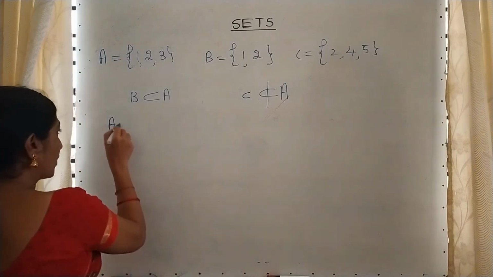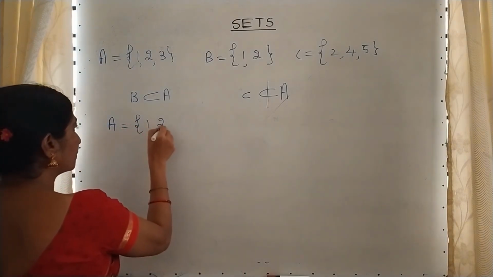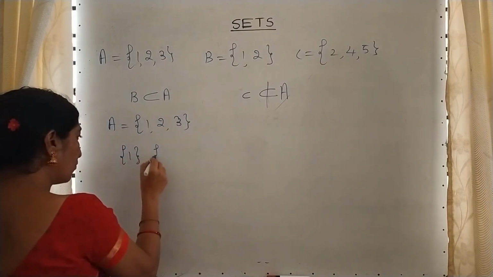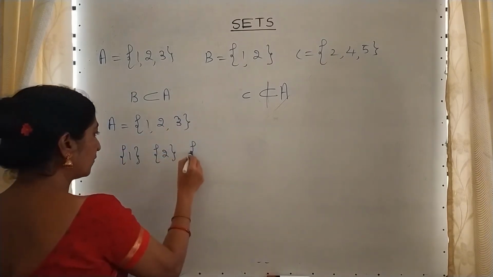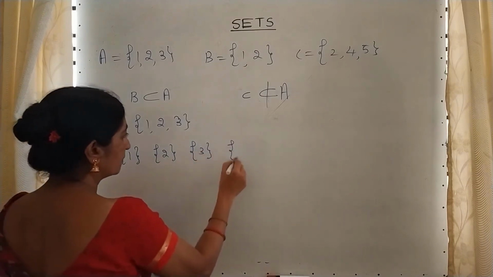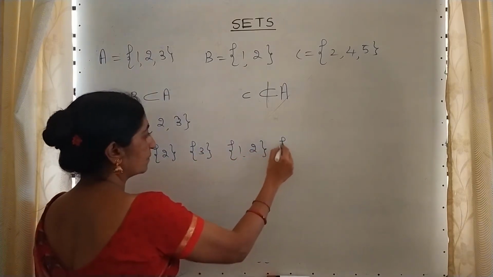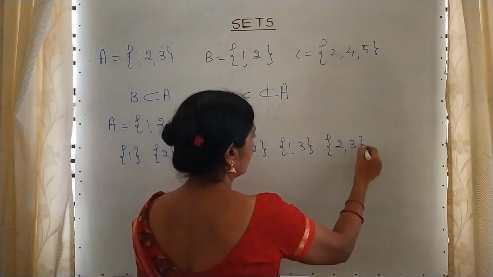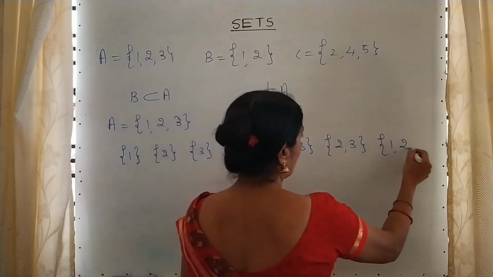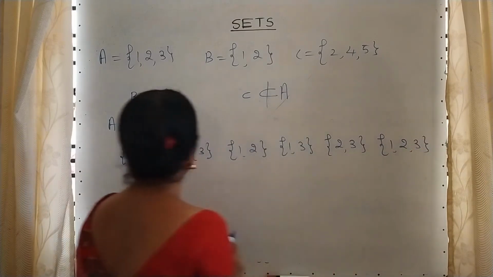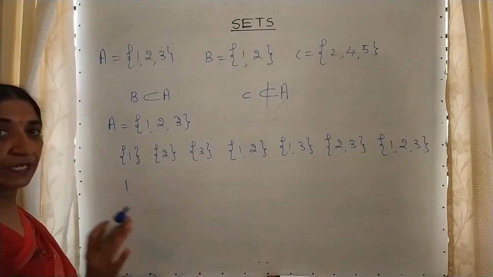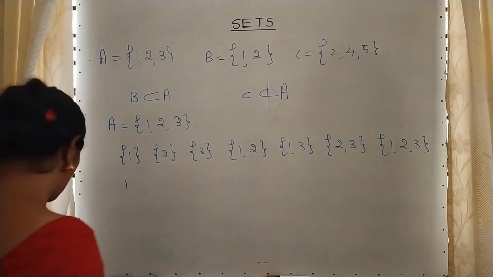So consider one more example. If you write the elements in the form of a set, that means in the flower bracket, these are the subsets of set A. But if you write only the element, then it is not a subset of A.